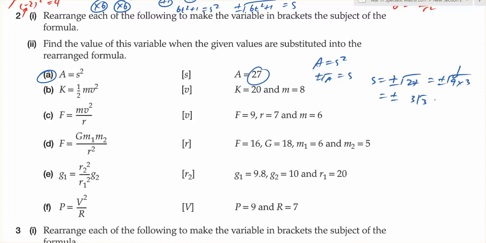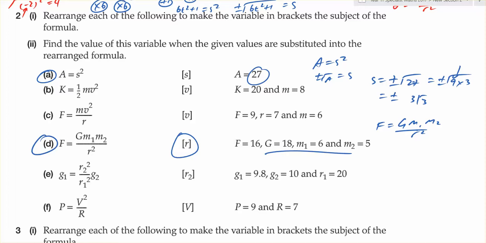We'll have a go at 2d. F equals G m1 m2 divided by r squared. So I want to find this, make r the subject and sub in all these values. In order to get r as the subject, this is a bit tricky.